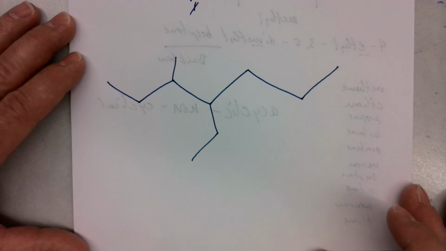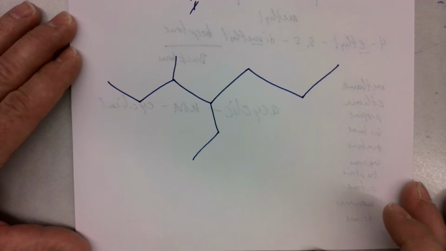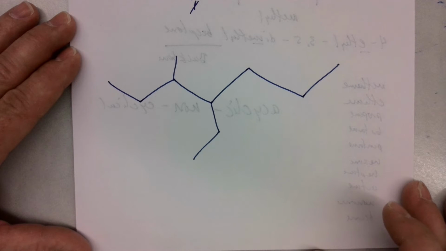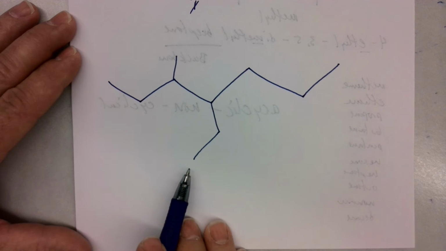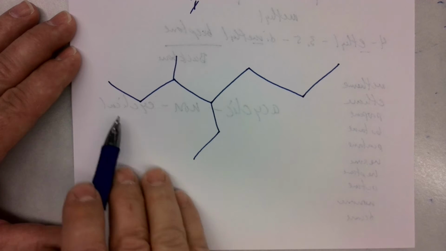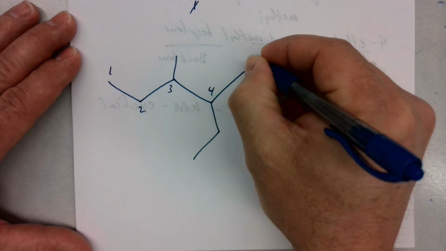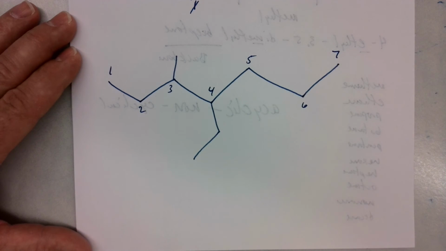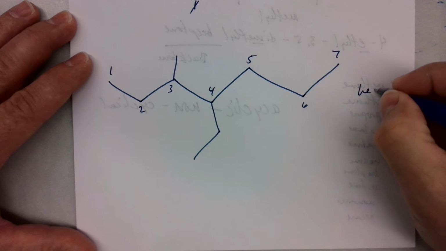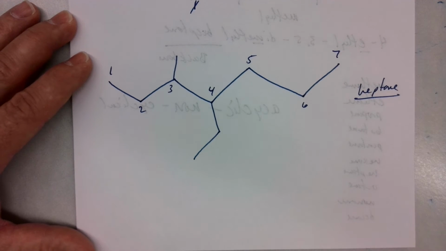Can you tell me how to number it right off the bat so you only have to number it once? Left to right, starting here or there? Starting here? Right? So what's this going to be when I'm all said and done? It's going to be a heptane, right, Richards? It's going to be a heptane because I got 7 in my backbone.